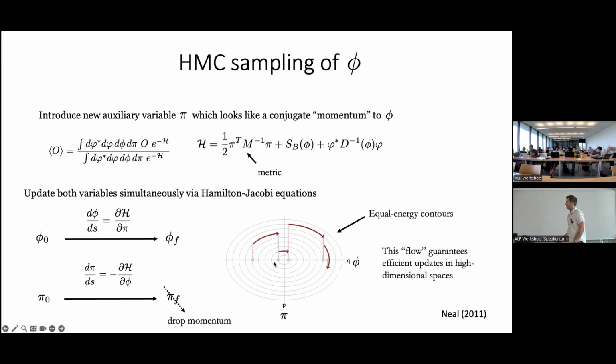And then we're going to update again. So then we're going to draw an additional sample from π according to this distribution, flow, and then project back down, meaning just take the φ component. So this flow, according to this gradient flow, guarantees efficient updates in high dimensional spaces. And there are even some mathematical results from statistics that say that, which I'll talk about in a second, in the next slide.